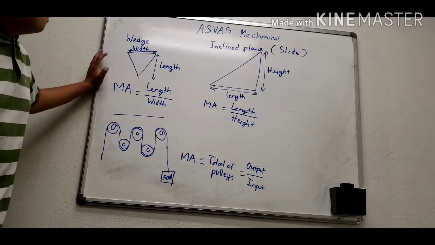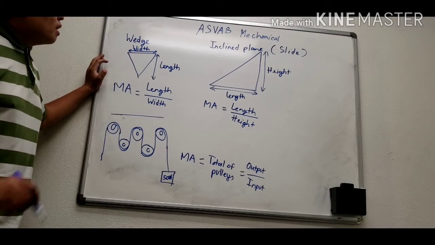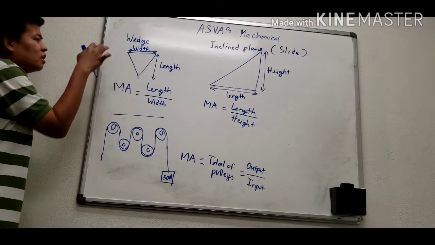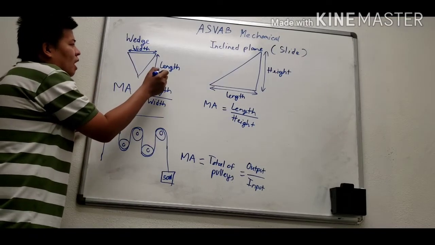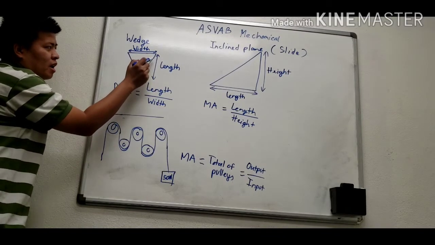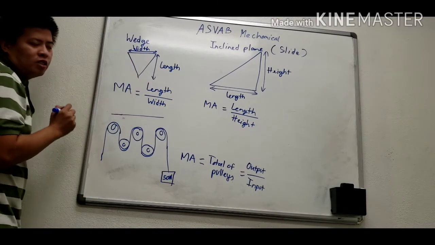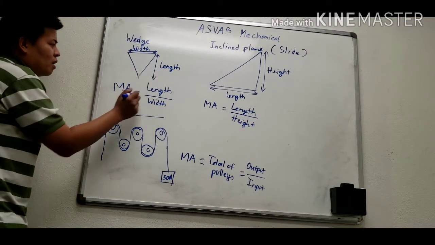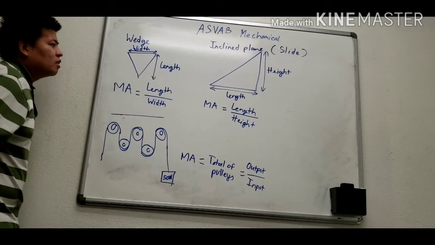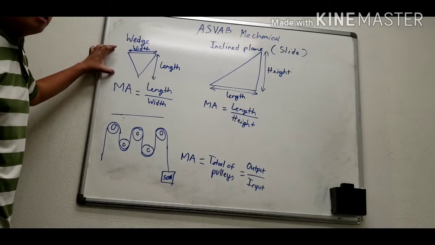In this one, we need to understand the mechanical advantage formula. For the wedge, we have length divided by width, and we know the length should be on the vertical and the width is the horizontal. That's why the mechanical advantage is length divided by width. This is so important. You need to know the formula and the structure of the wedge.